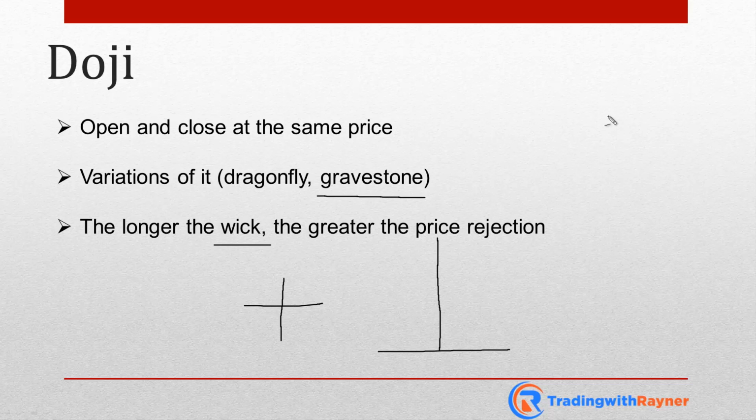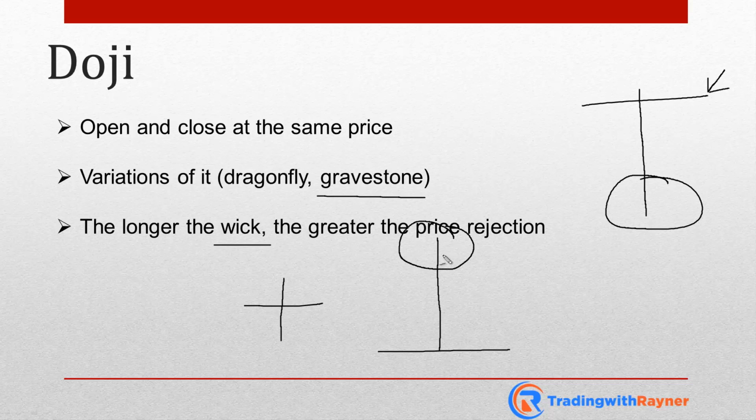And the dragonfly doji is something like this, where it's the opposite of the gravestone, where you have a very strong price rejection of lower prices, and the price finally closed back where it opened. So you can see that this one, price has rejected lower prices. As for this one, the price has rejected higher prices. Okay, so all these three, this, and this, they're all doji. But as I've said, right, there are different variations of it depending on where the wick moved during the duration of the candle, whether it moved higher and got rejected, or it moved lower and then got rejected.